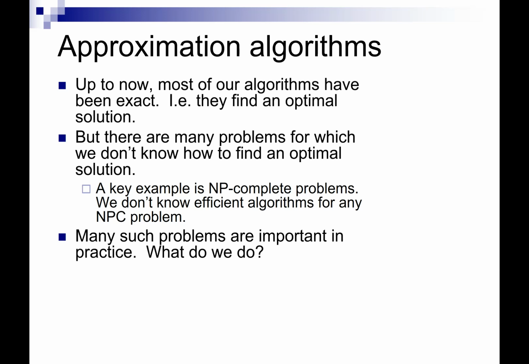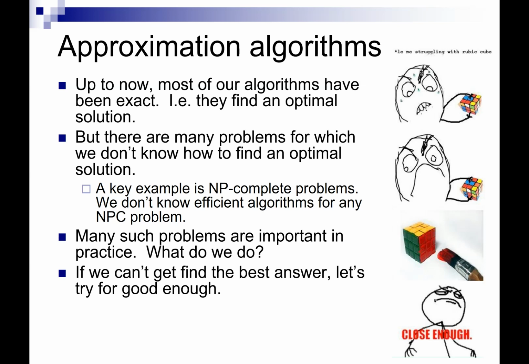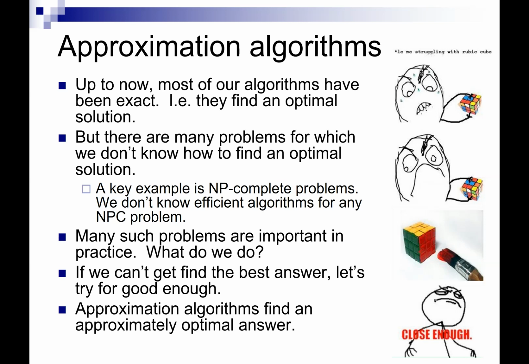Nevertheless, these problems come up in practice all the time. Okay, and so we need to do something with them. Right? We need to give some sort of solution to these problems. And so what we can do is, if we know that we can't find the optimal solution, then let's just go for an approximately optimal solution. A solution that's as good as we can make it. And so that's what approximation algorithms are. They don't find the optimal solution, but rather they find an approximately optimal solution.